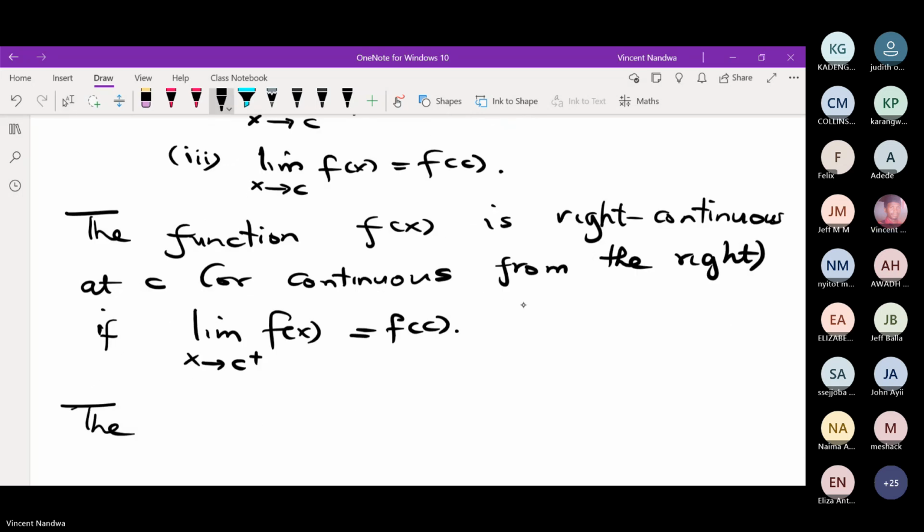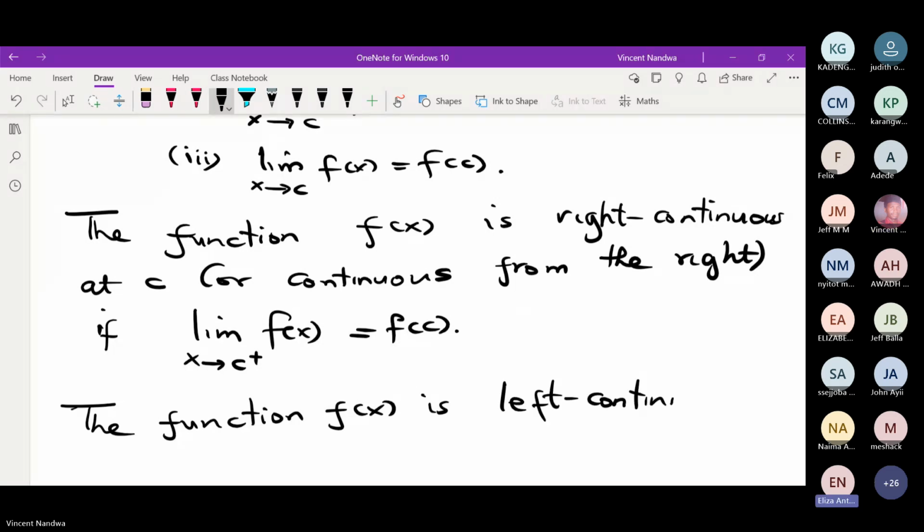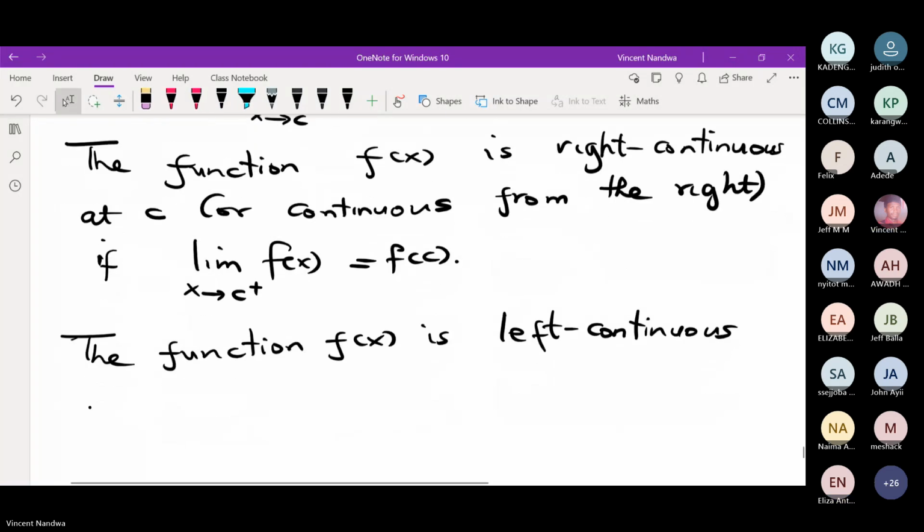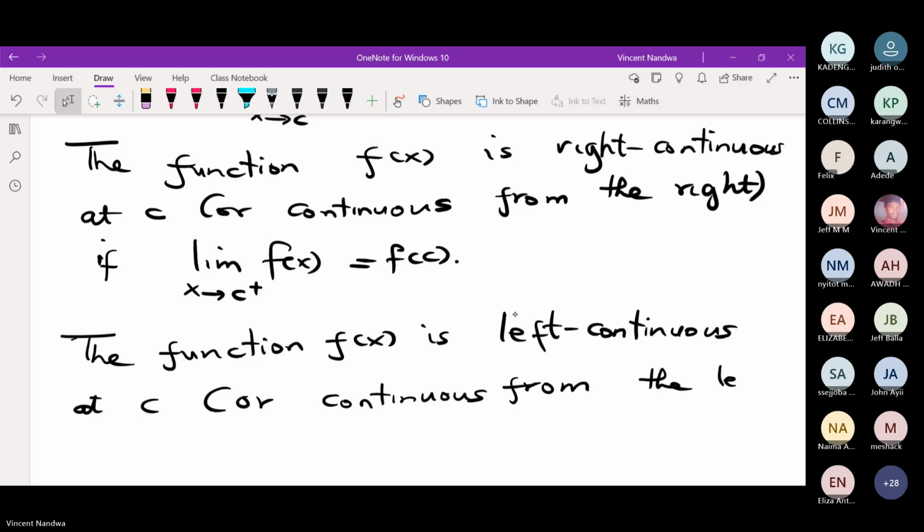And then the function f of x is left continuous at this point c, or continuous from the left, if the limit of the function as x approaches c from the left is the same as f of c.